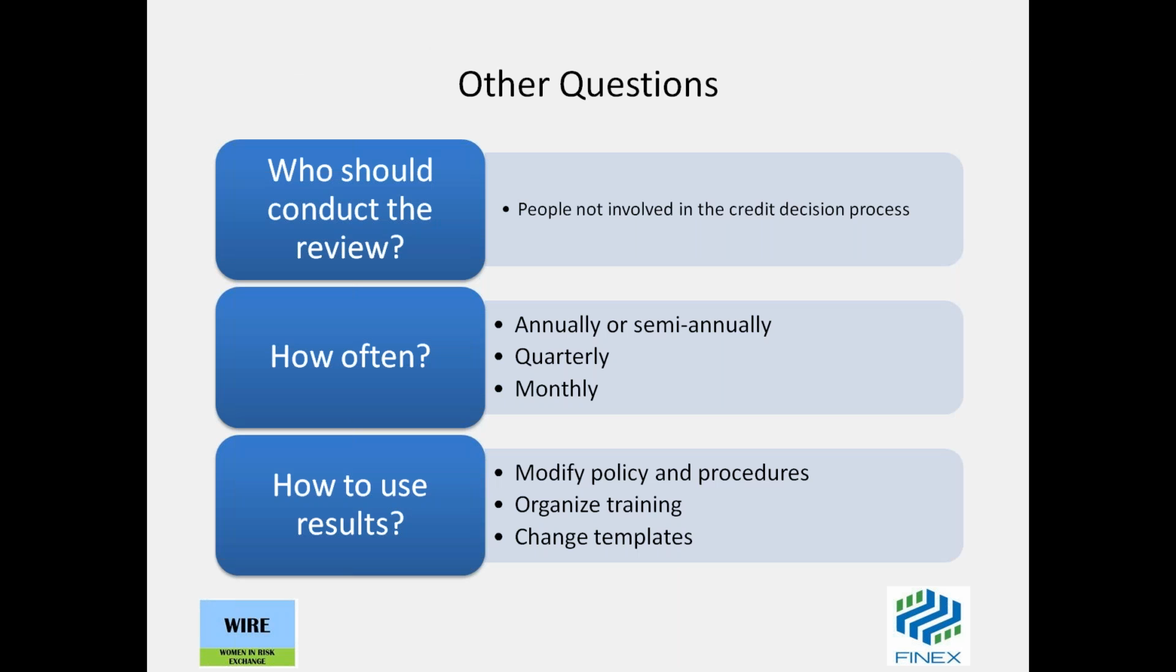So other questions. Who should conduct the review? People not involved in the credit decision process is the best. How often? Now, in the US, we would do these annually or semi-annually, but in some institutions, they couldn't take a week or 2 weeks to go do a loan review. So sometimes they do it quarterly, or they do a small sample of each branch on a monthly basis. A lot of institutions who are doing loans at the branch level will do it either monthly or quarterly. And how do we use the results?